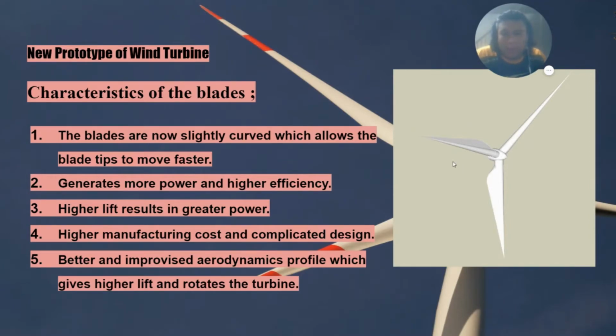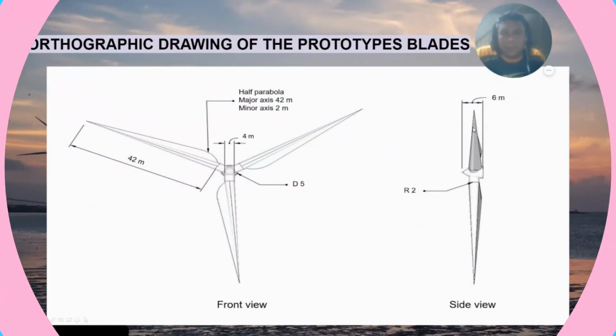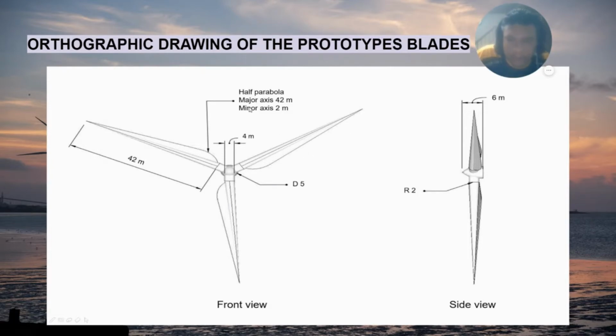and it can give higher lift, resulting in greater power during the rotation. The manufacturing of these blades may be costly and the design complicated, but it is better and improves the aerodynamics, or what we call the aerodynamic profile, which gives higher lift and rotates the turbine more efficiently against the air resistance. So my third point is about the orthographic of the blades.